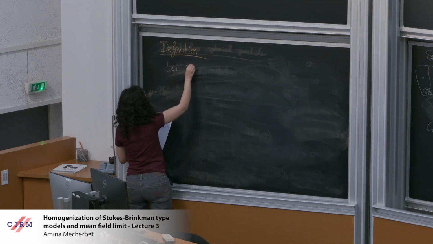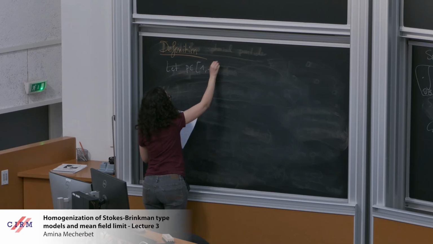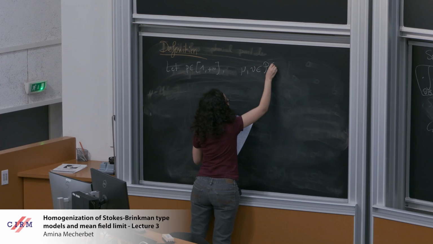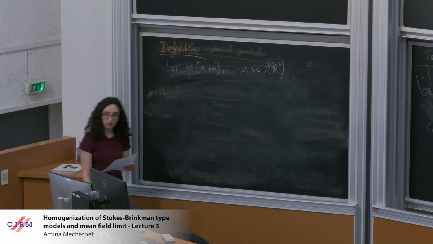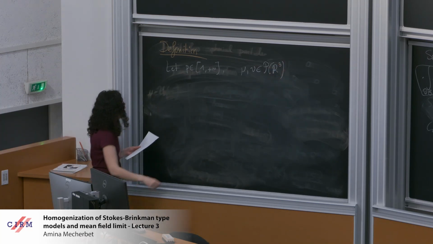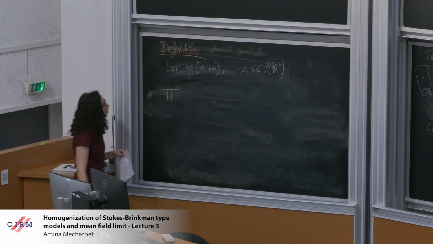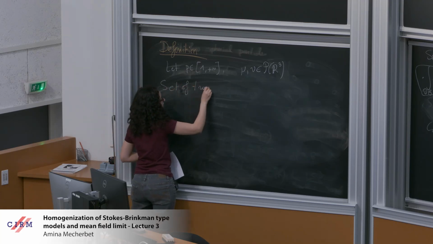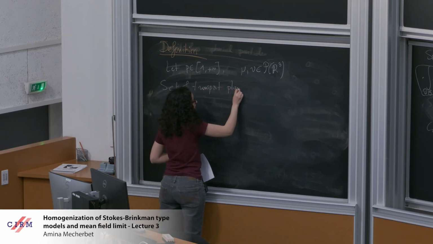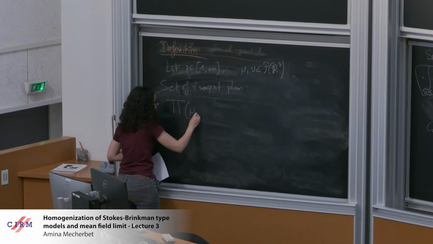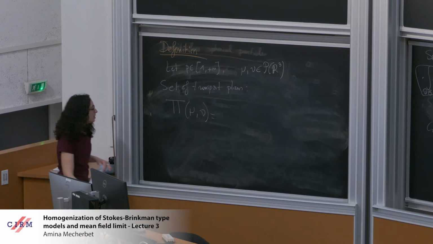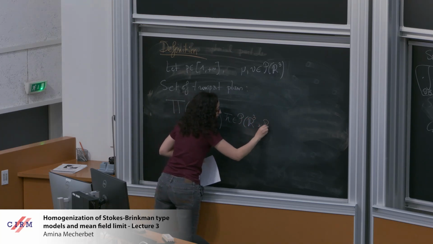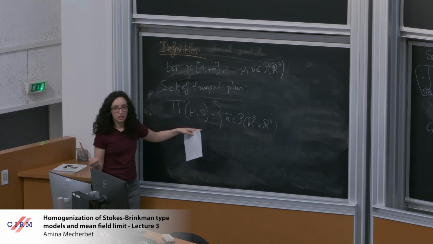Okay, I will give the definition for any p, but we will quickly restrict to p equal infinity. So given two probability measures in R^3, let me start by defining the set of transport plans. The set of transport plans between mu and nu is the set of all probability measures in the product space, so that mu is the first marginal and nu is the second one.